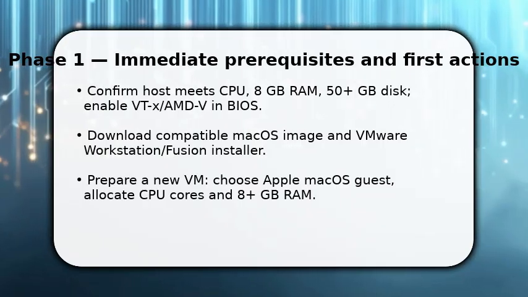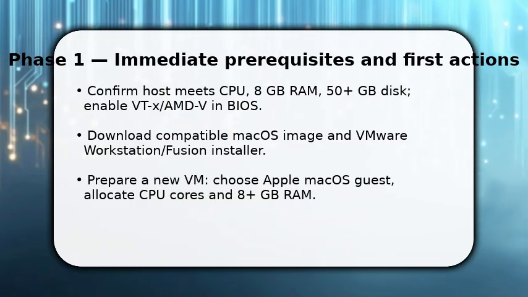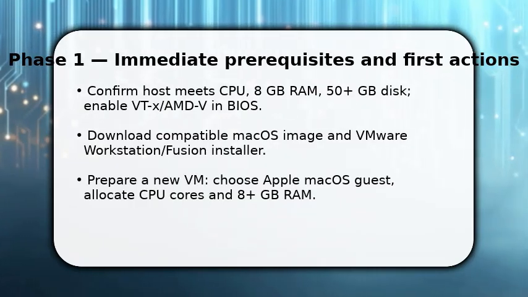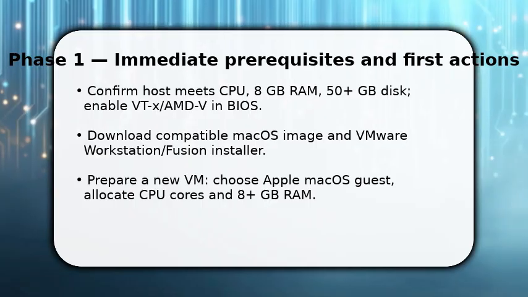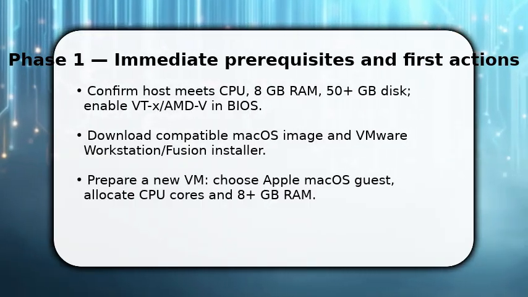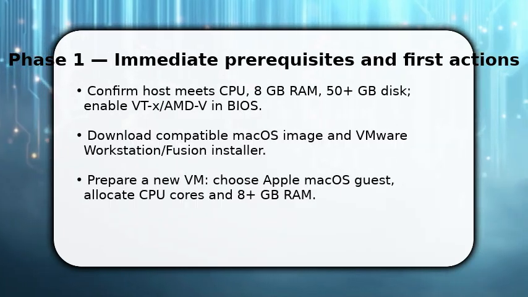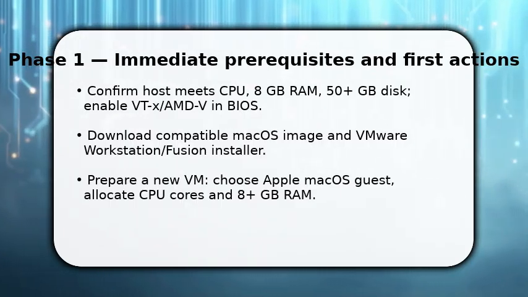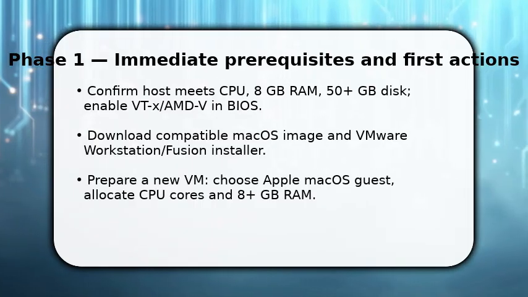You start by checking basics. Make sure the host has virtualization enabled and at least 8 GB RAM because performance depends on it. Next, download a compatible Mac OS image and install VMware Workstation or Fusion. These are required. Once done, create a new virtual machine.